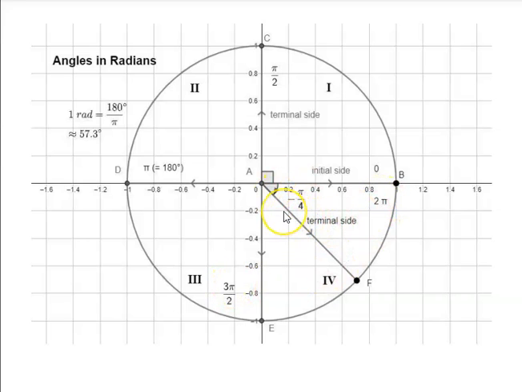Also, you have negative angles as before. That negative 45-degree angle is equivalent to a negative pi over 4, which is half of pi over 2.